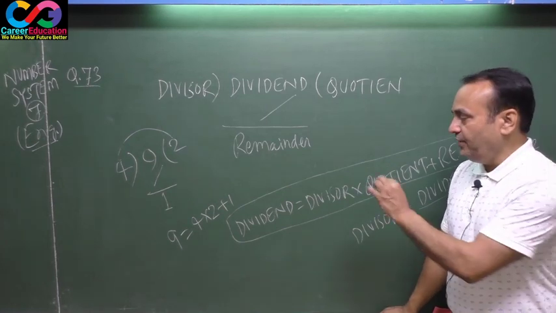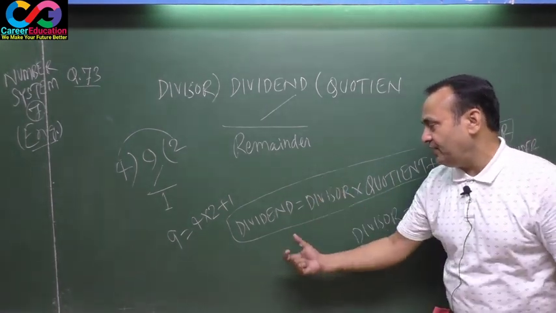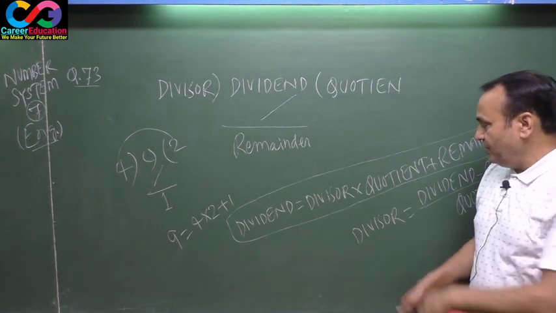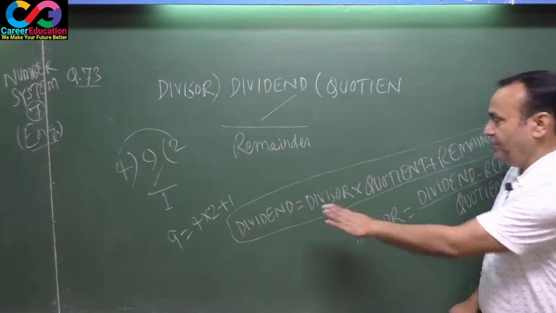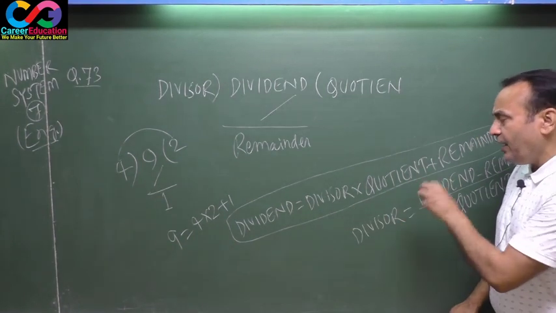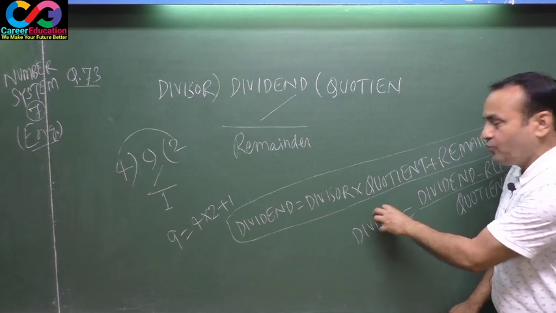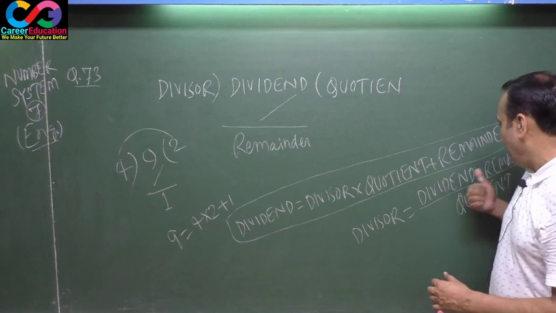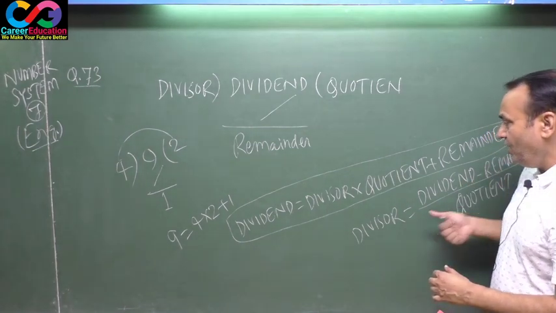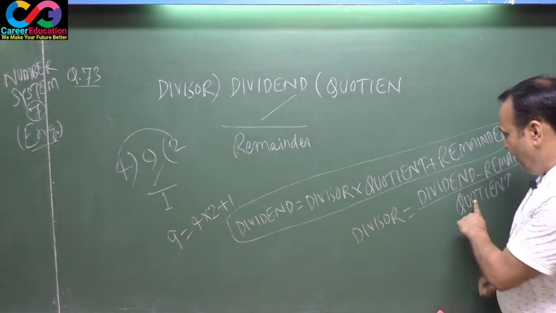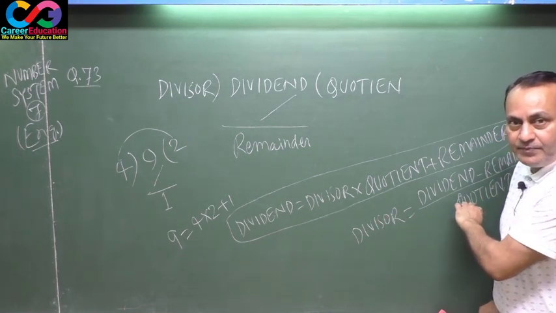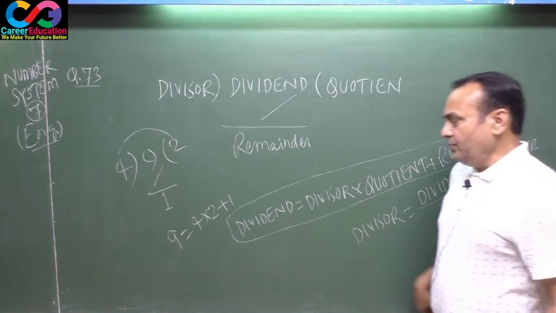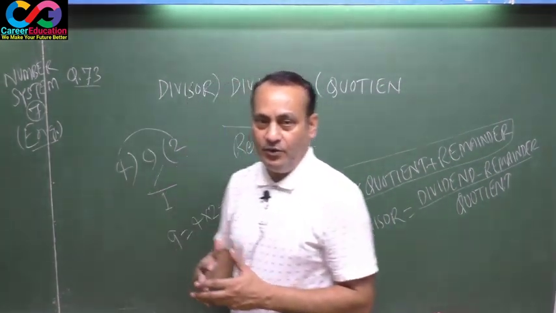You have to remember the main formula at least, that is dividend equals divisor into quotient plus remainder. You can derive from this divisor equals dividend minus remainder by quotient, and you can derive another formula here: quotient equals dividend minus remainder by the divisor. Another derived formula can be had, okay? Note down. This is your fundamental of division, okay?